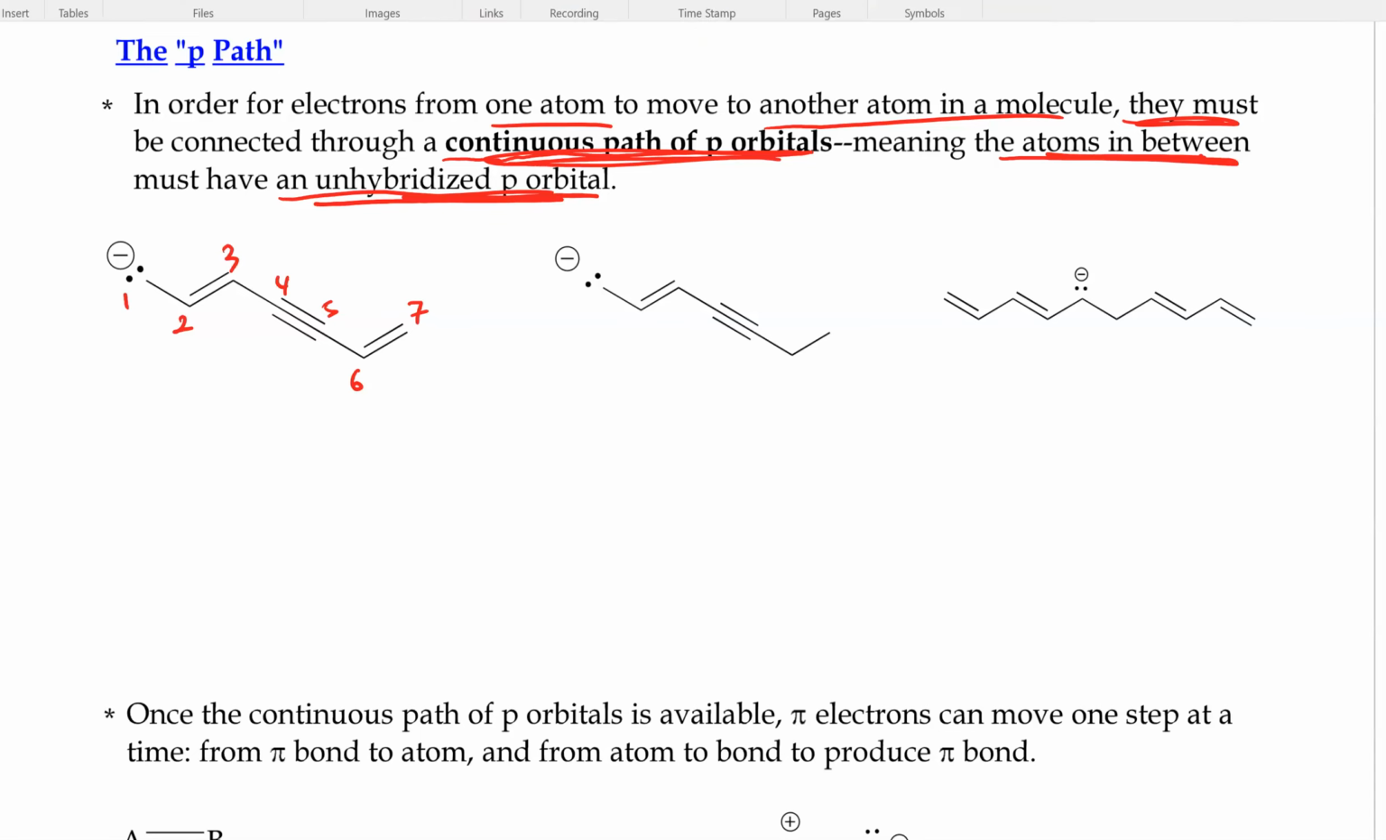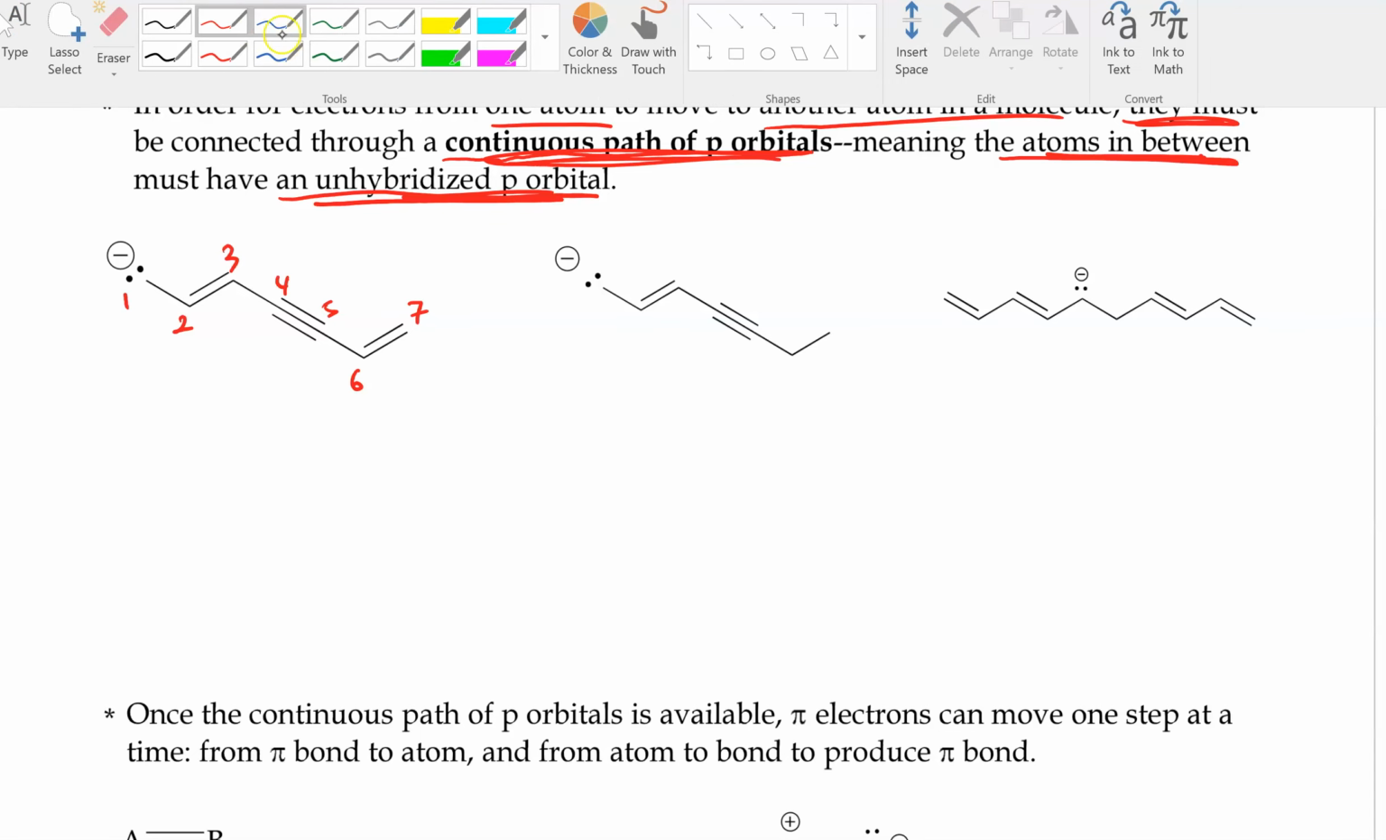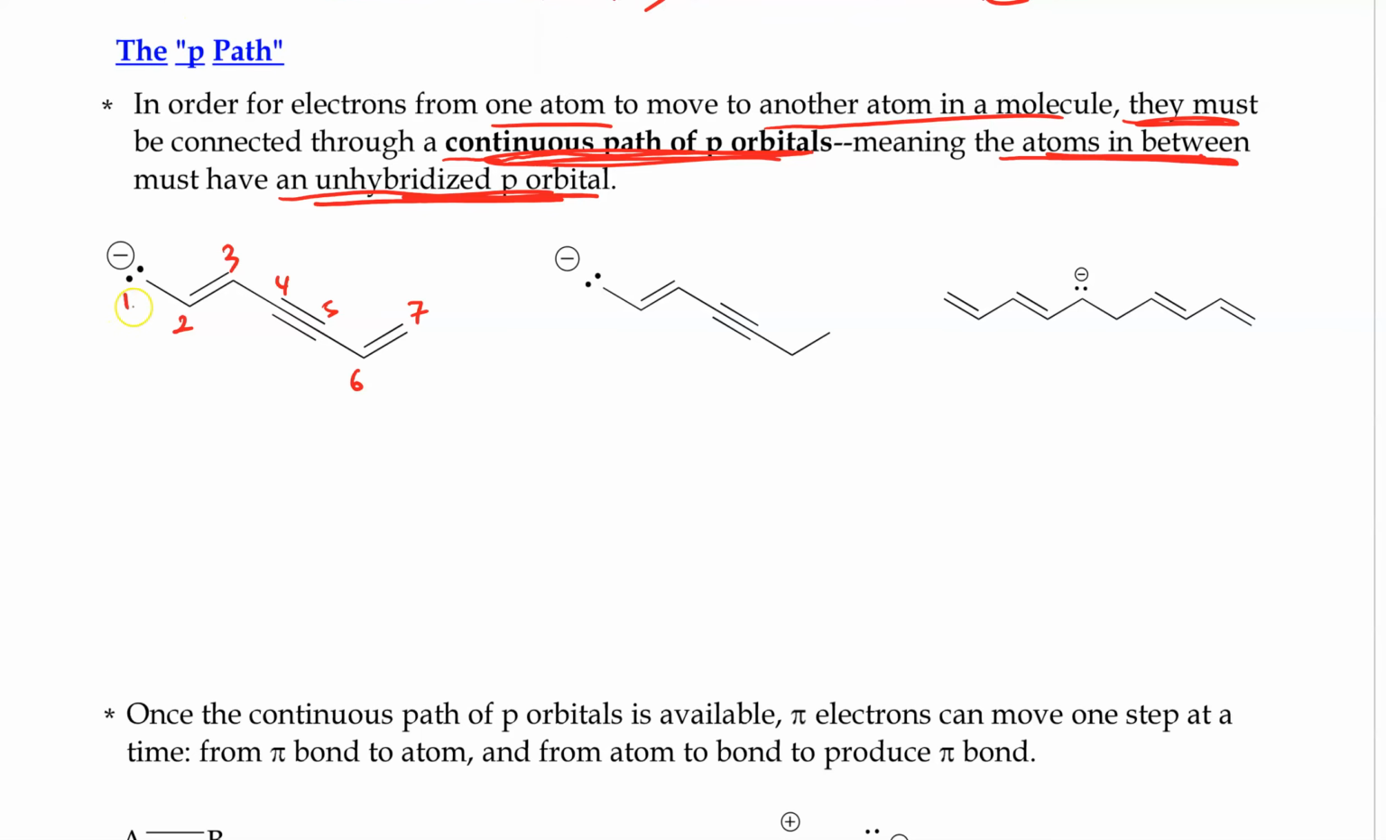And the reason why that is the case is as follows. In order for an electron to be transferred or pushed from carbon 1 to carbon 7, it has to have a path of electrons all the way across this carbon chain. And we have to figure out, does this have this path, which we call the p path. Again, that means all of the atoms in between carbon 1 and carbon 7, so carbon 2 through carbon 6, need to have unhybridized p orbitals in them.